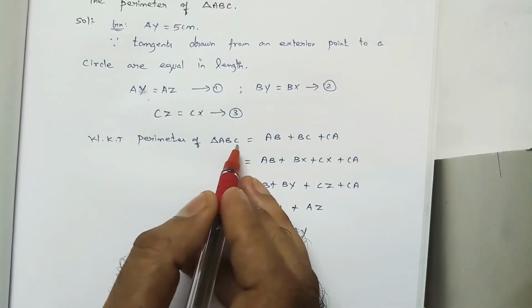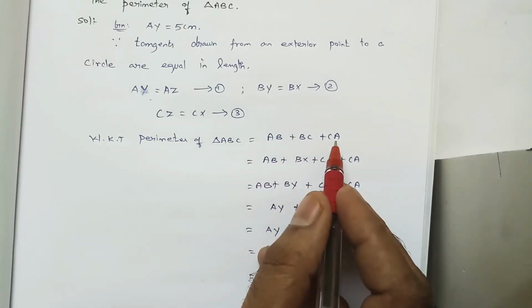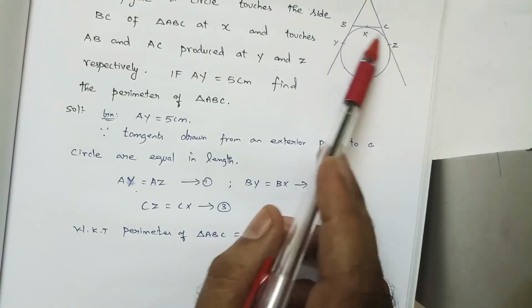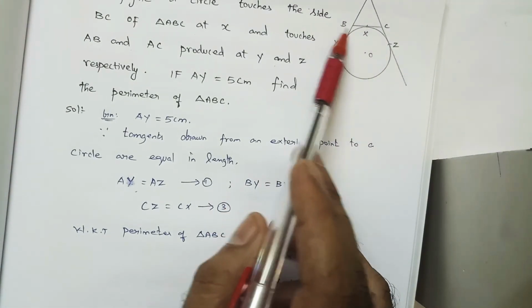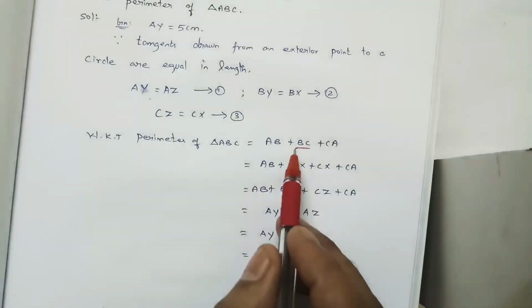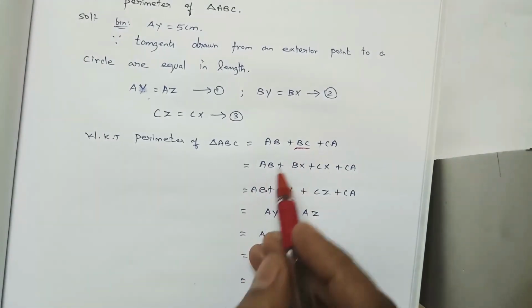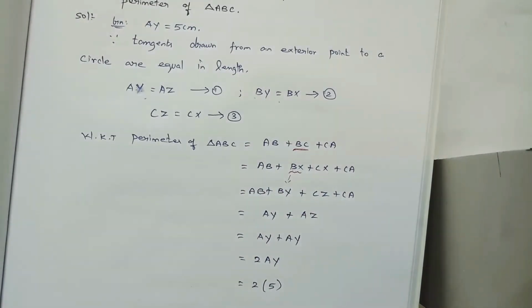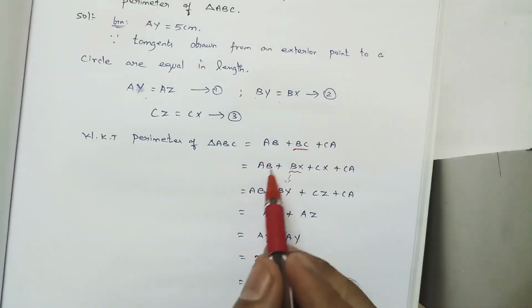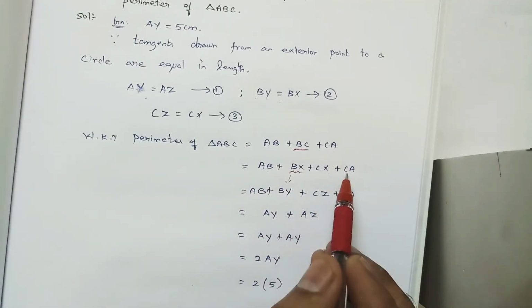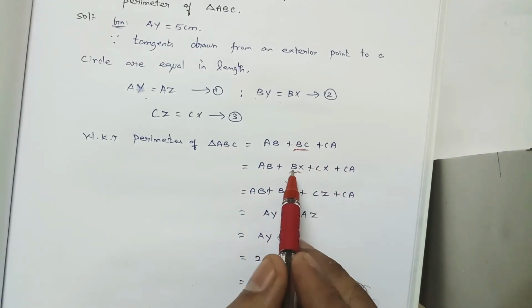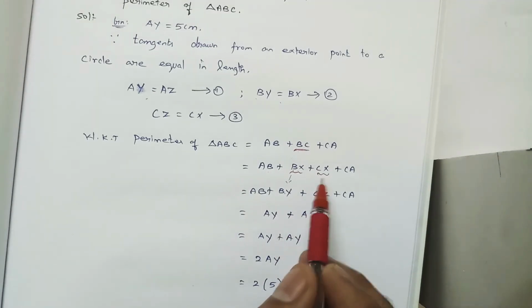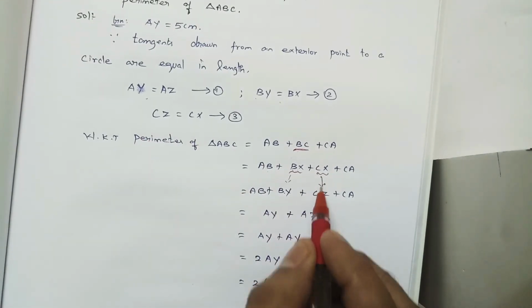Perimeter of triangle ABC is equal to AB plus BC plus CA. BC I am splitting in terms of BX plus CX. Already we know that BX is equal to BY, so instead of BX I substitute BY. The remaining things I write as they are. AB and CA as they are, BC written as BX plus CX, and instead of BX I substitute BY. Instead of CX, CX is equal to CZ, so I substitute CZ.